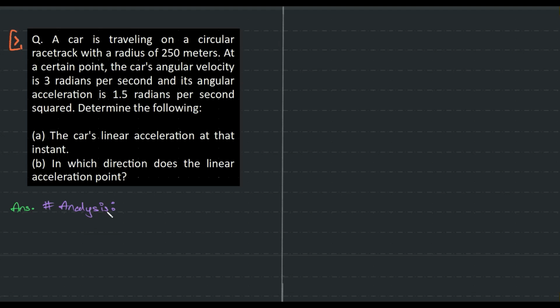A car is traveling on a circular racetrack with a radius of 250 meters. At a certain point, the car's angular velocity is 3 radian per second, and angular acceleration is 1.5 radian per second square. Determine the following: the car's linear acceleration at that instant.